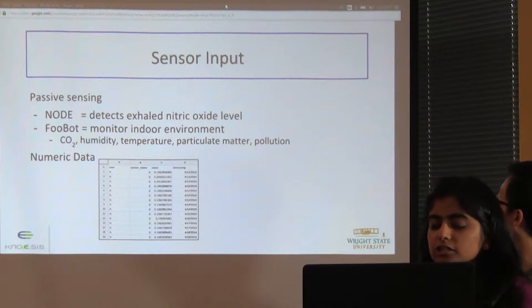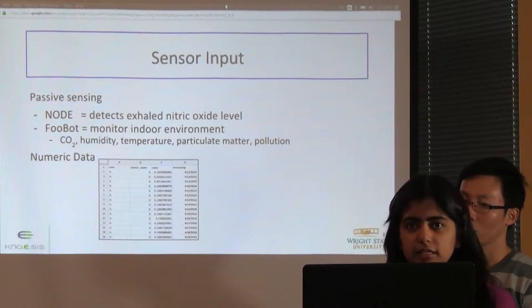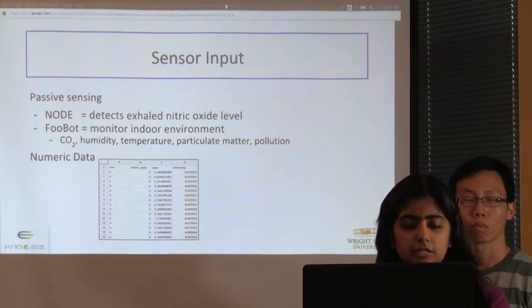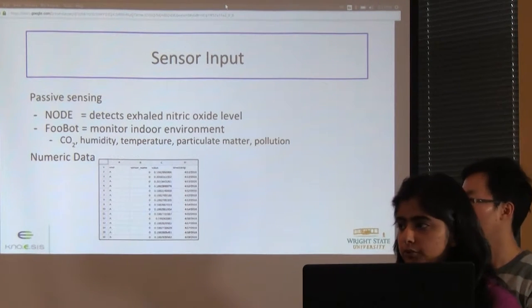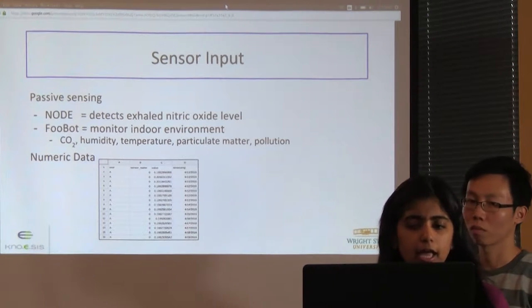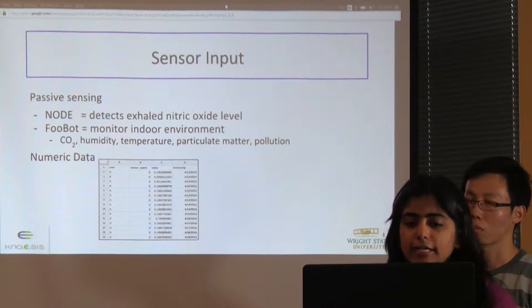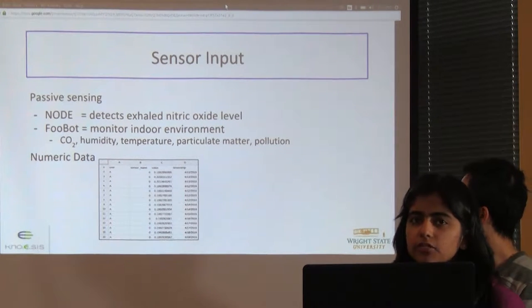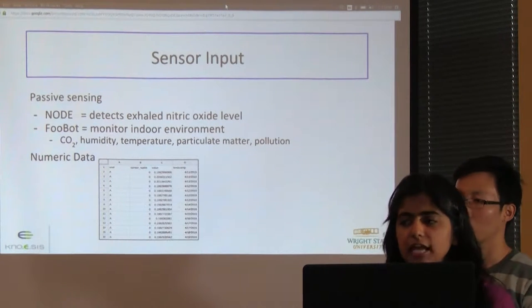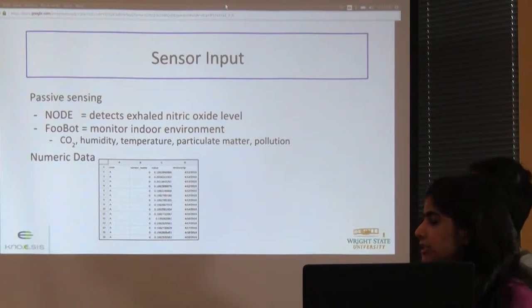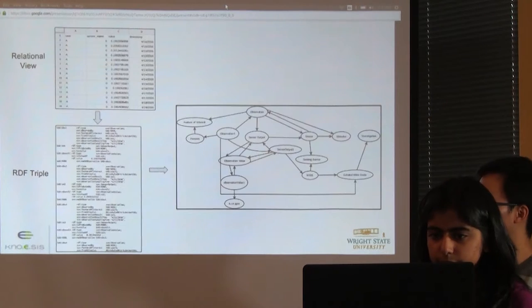There are two types of sensing: one is passive sensing, another is active sensing. In our project, the passive sensing is the output from the NIOX node, FooBot, and web APIs. And active sensing is the questionnaire, because we are asking those questions and the user is actively involved in answering them. The sensor input is in the form of numeric data.